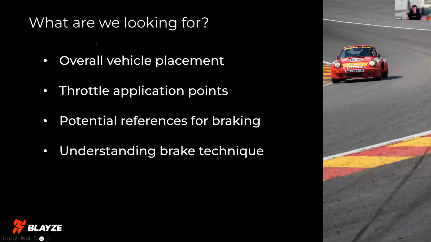So when we are analyzing some of those onboards that are out there, we're looking for overall vehicle placement, getting our lines right first and foremost. We've got to be positioning our car in the right spot. Where's that driver getting on throttle? We look for some peripheral references, for the sake of consistency and building up our reference bank, and then understanding brake technique as we're releasing the brake pedal. What do those types of corners need for these different tracks?